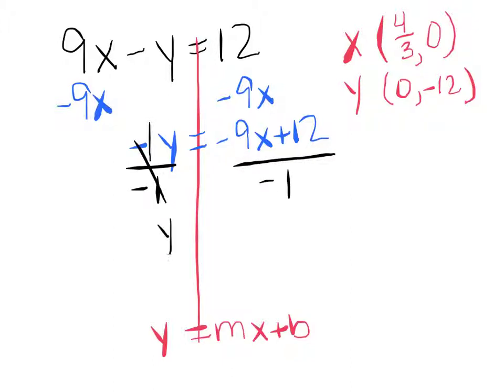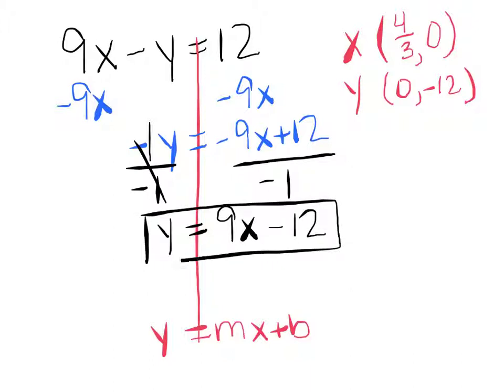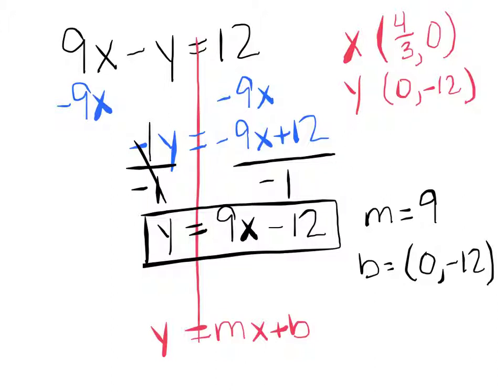So y equals negative 9 over negative 1, which is positive 9. Positive 12 over negative 1 is negative 12. And there we have our slope-intercept form. Now let's check. Our slope from this one is 9, and our y-intercept is the point 0, negative 12, just like we got from standard form, so this is a good thing. This means we probably didn't make any mistakes.